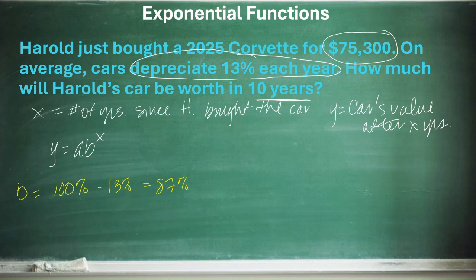right? So we don't write percentages in exponential functions. We are writing decimals. So if I turn 87% into a decimal, we know that B is 0.87.